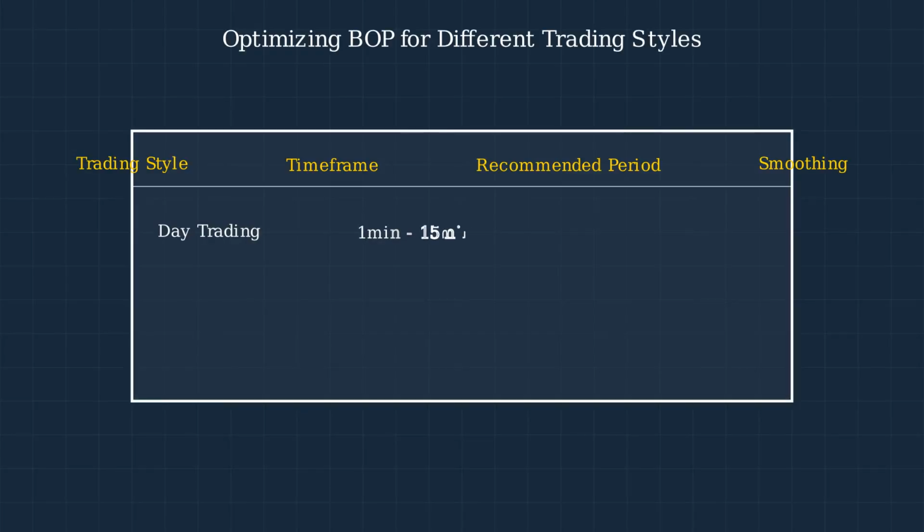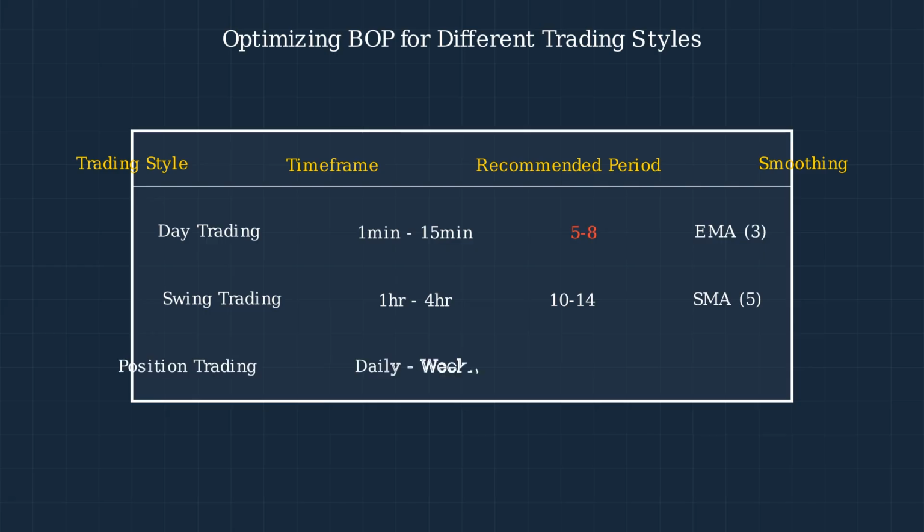Day traders working with short time frames should use shorter periods between 5 and 8 to capture quick market movements. Swing traders typically benefit from medium periods between 10 and 14, which provide a good balance between signal quality and timeliness. Position traders using daily or weekly charts should consider longer periods between 20 and 30 to filter out market noise. Remember to always backtest your BOP settings before using them in live trading conditions.